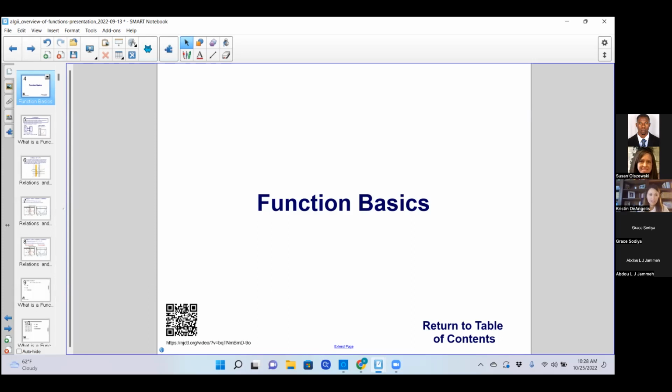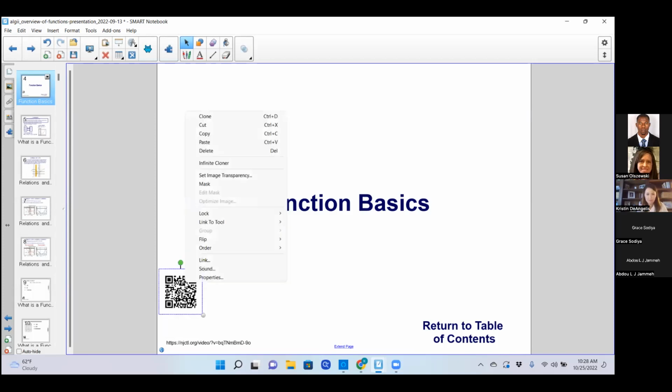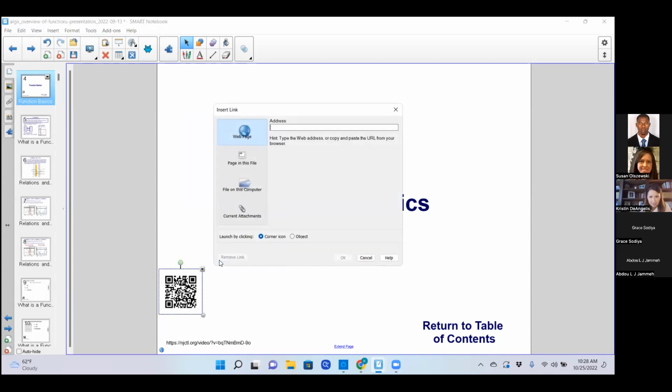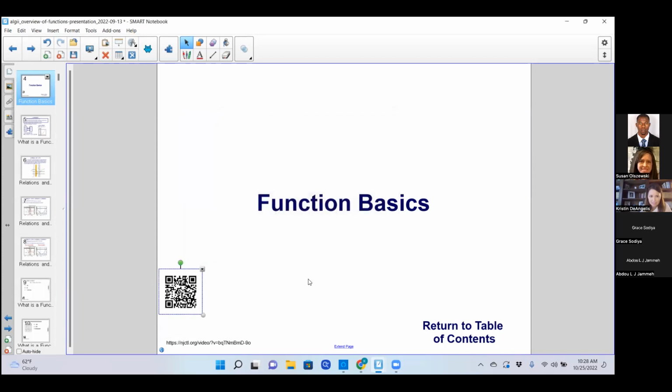They can use their phone and scan it. I believe, Susan, is the link built right in? It's not. No, you just click on the little link down below. It's probably covered, yeah, there it is. Yep, you just click.